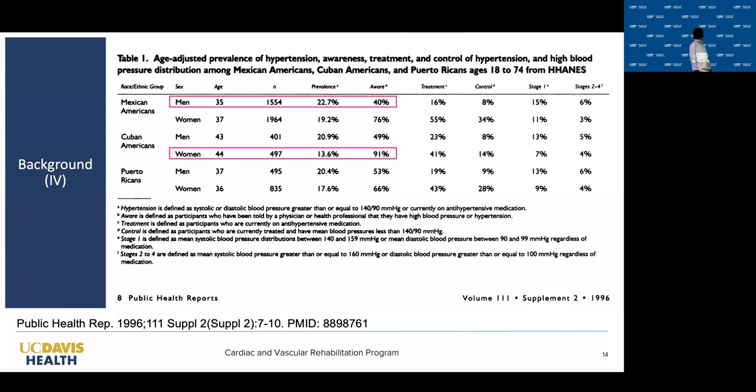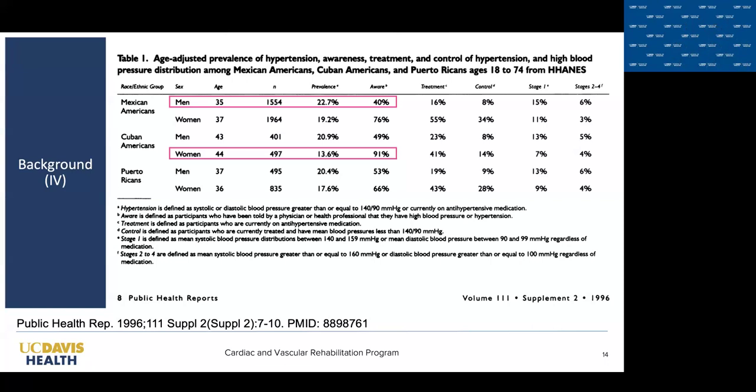So I'm only focusing on the Mexican American men, and I'm going to compare them to the Cuban American women. Okay, so those are for the sake of conversation and to keep us focused here. So the prevalence means what percent of these two groups of people have high blood pressure. 22% of Mexican American men have high blood pressure. 13% of the Cuban American women have high blood pressure, fairly similar amount. But look at their awareness. So out of the 22% that have it, what percent of them knew that they have it?